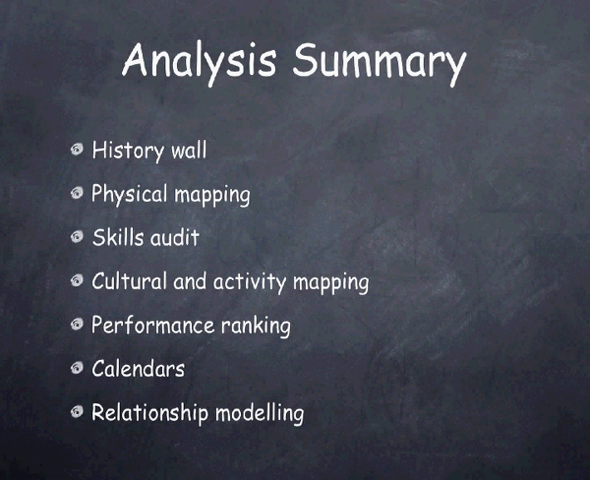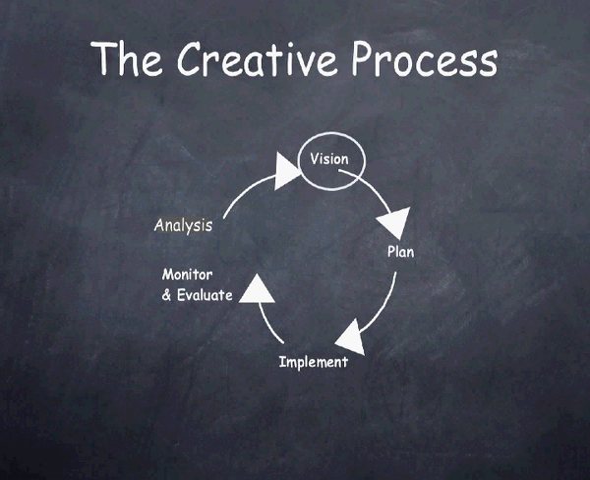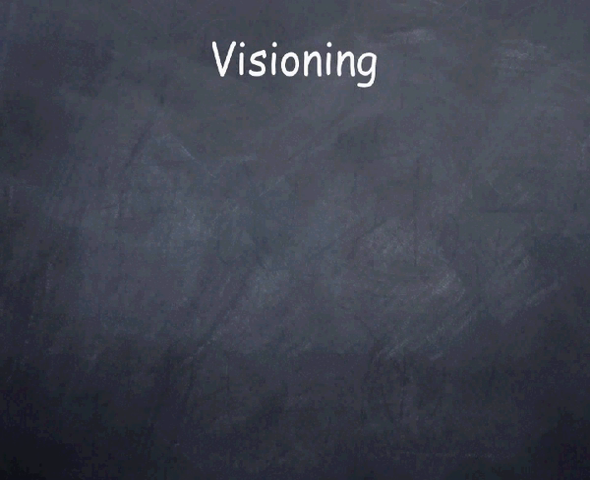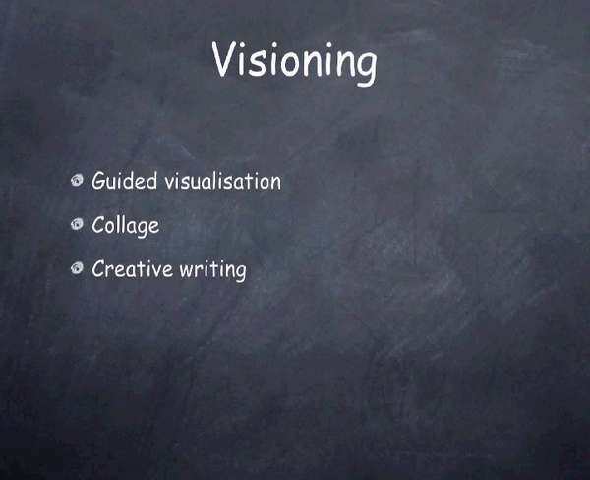The next step in the process of purposeful change is visioning. The result of successful planning is to achieve something. There are a number of ways to assist a group to create a shared vision. These include guided visualizations, painting and collage, creative writing.